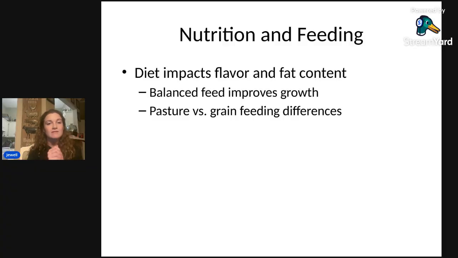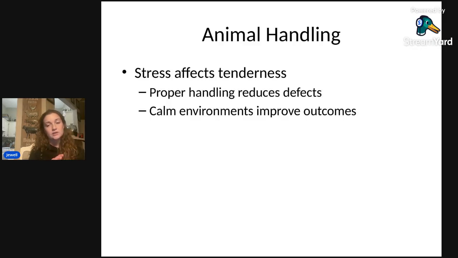And then nutrition and feeding. Our diet obviously impacts our flavor and fat content. That IMF that we keep talking about is very important for the tenderness of our product. It can be achieved by a balanced feed regimen, and also the proper regulation of pasture versus grain can kind of mitigate whether it's subcutaneous, intermuscular, or intramuscular fat. Animal handling also has a huge hand in our tenderness, our juiciness, and our colors.